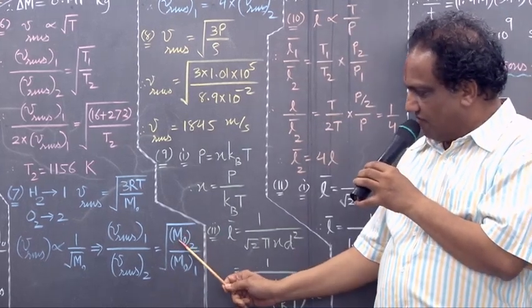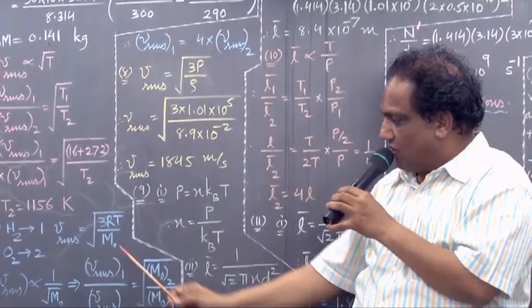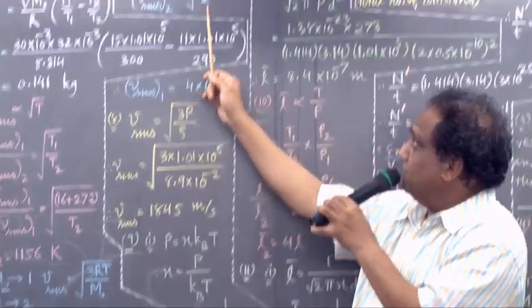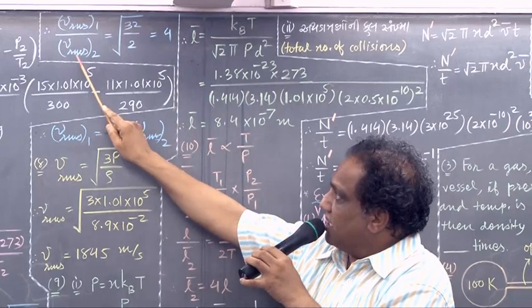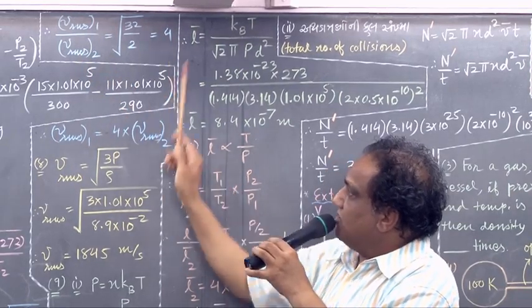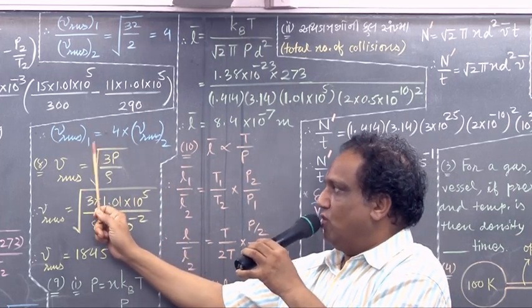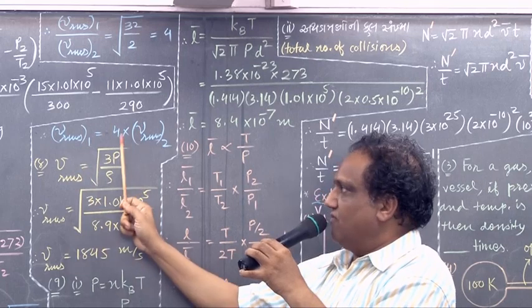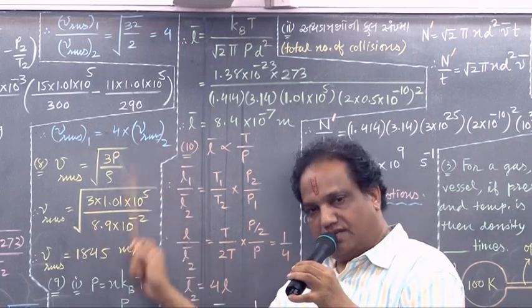What is the molecular weight of oxygen gas? 32 gram per mole. Molecular weight of hydrogen gas, 2 gram per mole. 32 upon 2 is 16. Square root is 4. Transfer this. So VRMS1 is 4 times VRMS2. So the RMS velocity of a molecule of hydrogen gas is 4 times the RMS velocity of a molecule of oxygen gas. Okay, next.